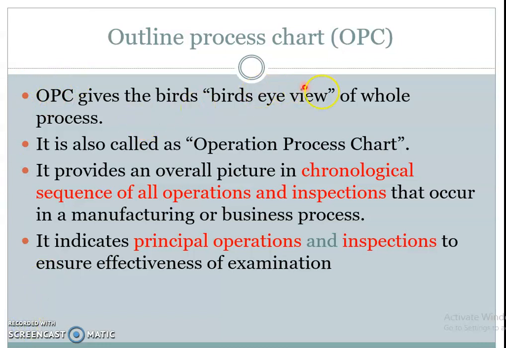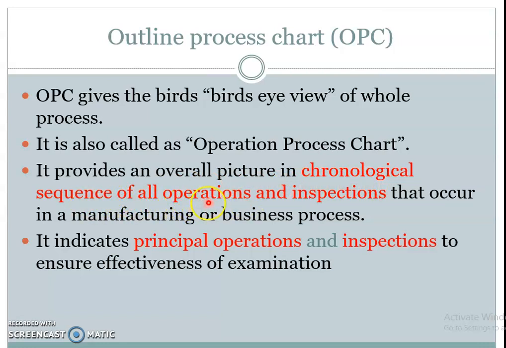In the previous lecture, we discussed the various types of charts which are used for recording a process. So this is the first type from group 1, where only the sequence of activities is recorded and the time scale is neglected. The outline process chart gives us a bird's eye view of the whole process. That is, it shows the outline of the process. So it is also called the operation process chart. Generally, it provides an overall picture in chronological sequence of all the operations and inspections. Chronological means in the order of occurrence.